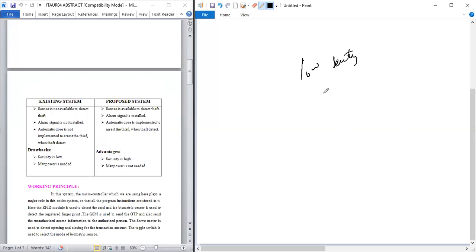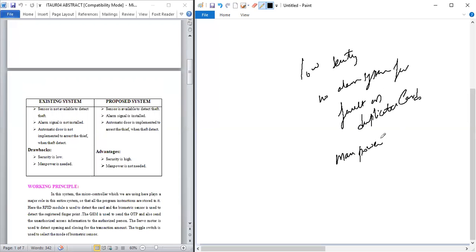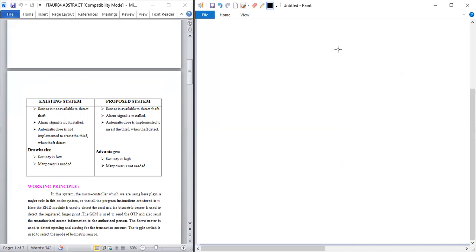And then there is no alarm system for faulty or duplicate ATM cards, and we need manpower, because if anyone steals our ATM card, manpower is needed to go to the bank to get the amount or to make a complaint. These are the existing drawbacks. In the proposed system, for authentication we are using a biometric fingerprint for secure transactions.